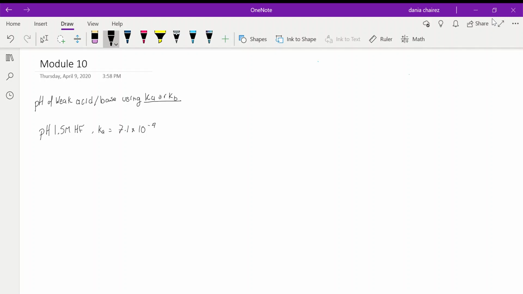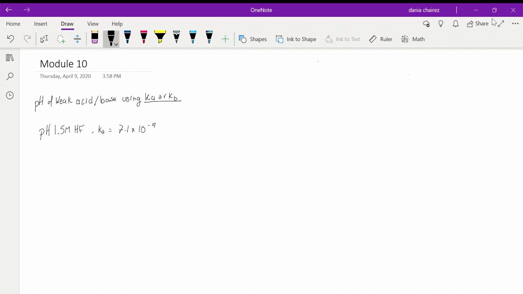It'll tell you this acid has a Ka of so-and-so, or this base has a Kb of so-and-so. And if not, there'll be a separate chart which you can flip to find the Ka and Kb corresponding to what you're looking for. So you don't have to memorize them, don't panic.